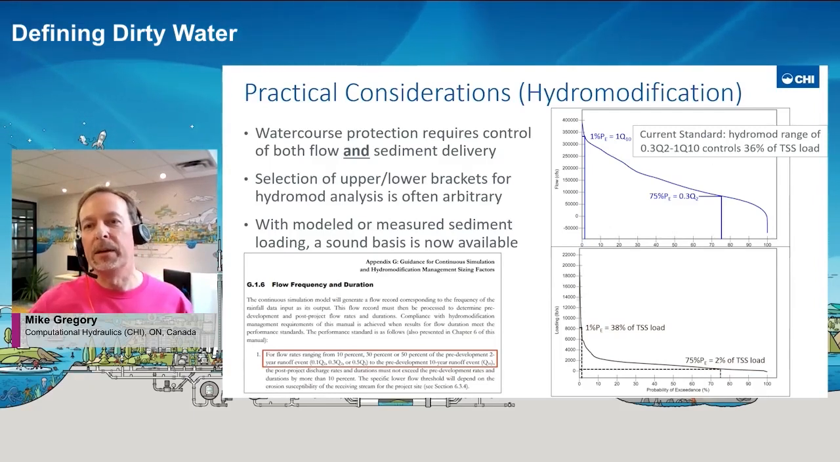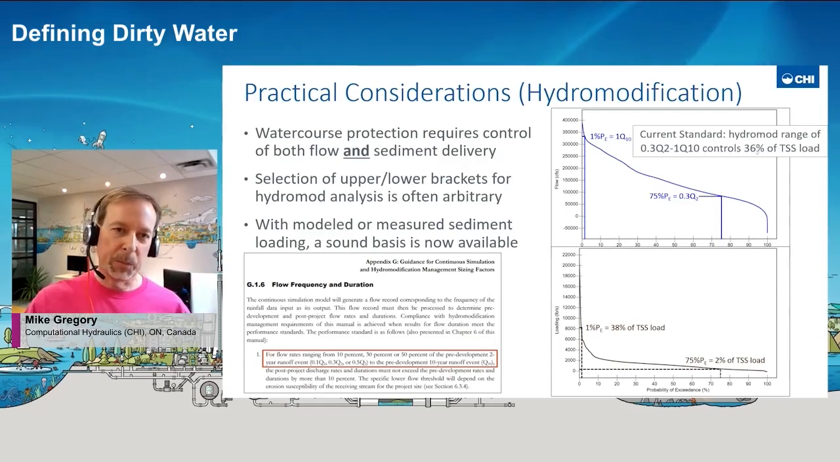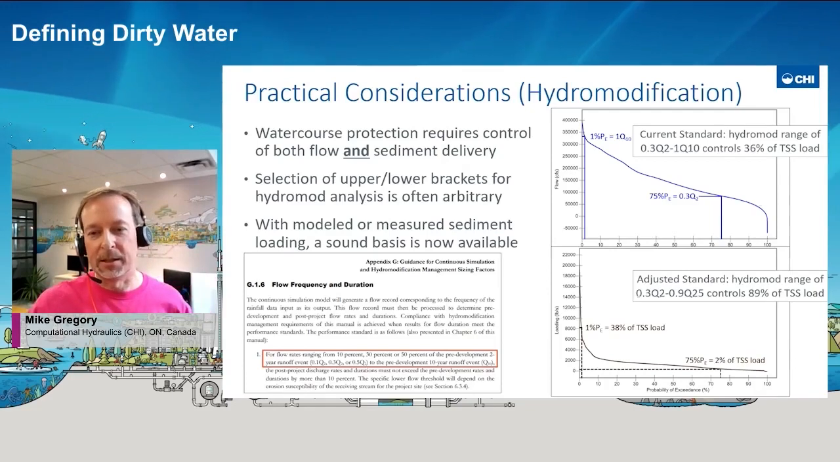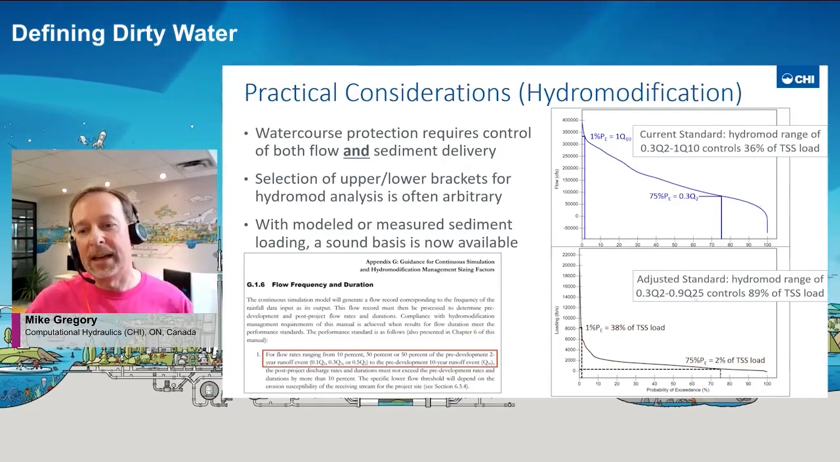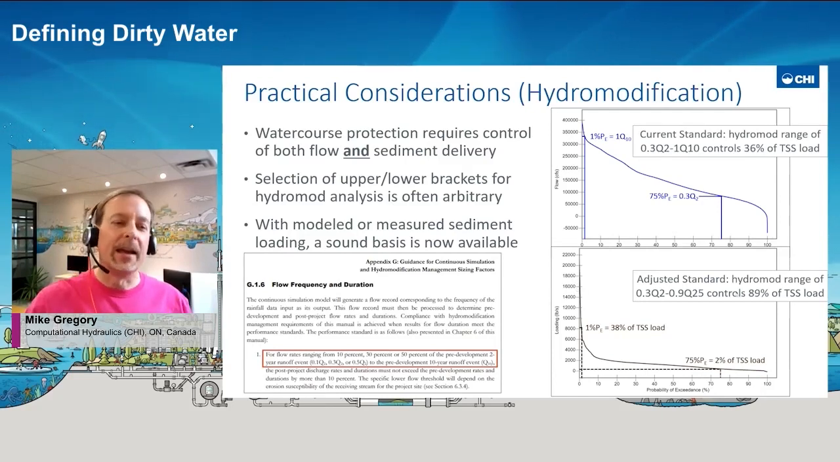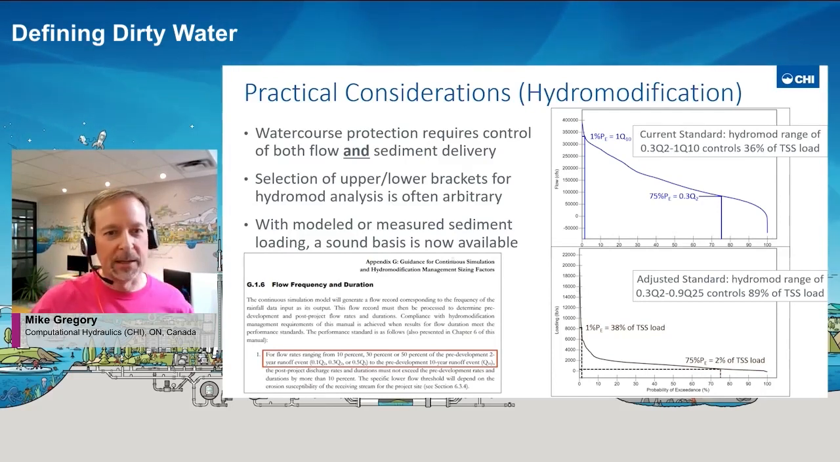So there you go. The current standard says thou shalt use 0.3, 30% of the 2-year return period, and then the upper bracket is the 10-year. Well, that only gets 36% of the TSS load. I'm not showing those lines on the plot here, but if you adjusted that to pick this as your upper bracket, somewhere up here, you'd get 90% of the load. Enough of that. Let's wrap up.